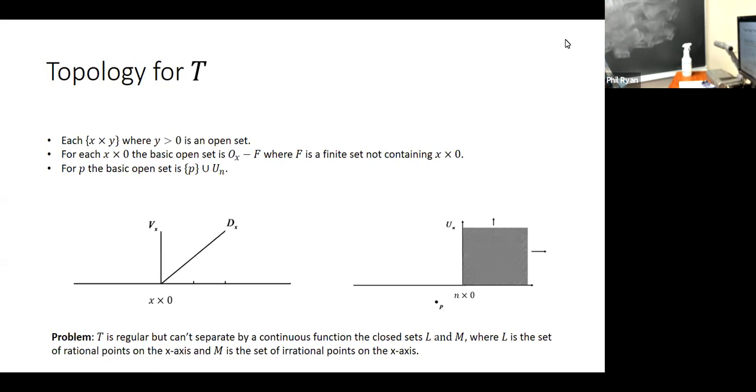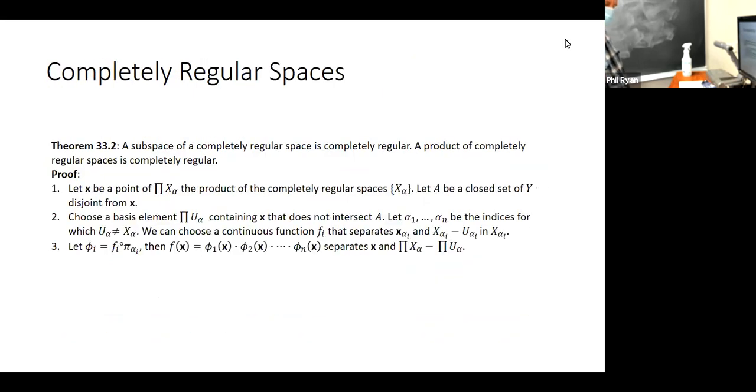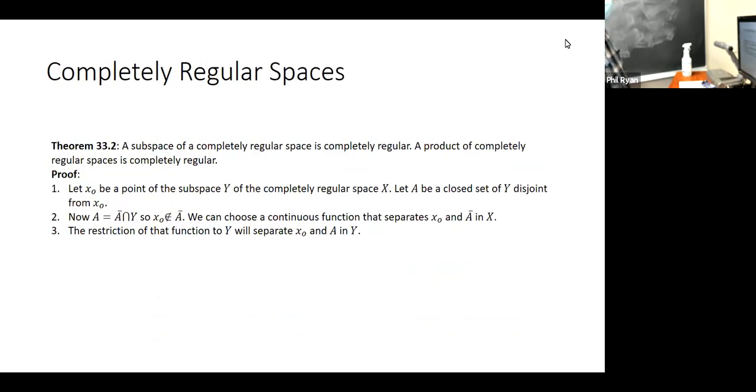And so this is why these spaces here are completely regular. Because what was it? R_L is normal, and the closure of S infinity is normal. So therefore they have to be completely regular, so their product has to be completely regular. And the proofs aren't that difficult.